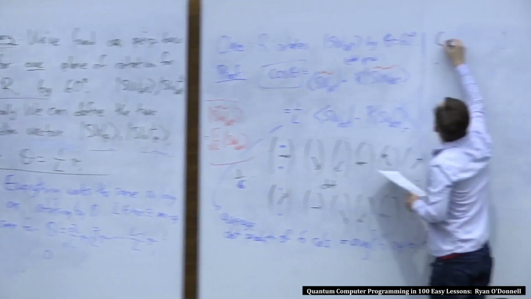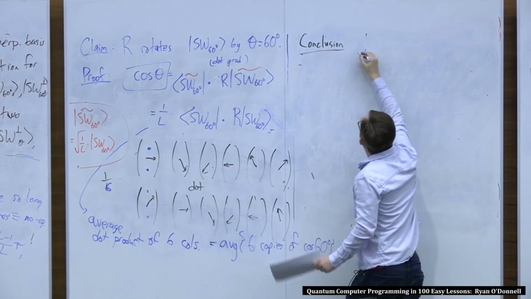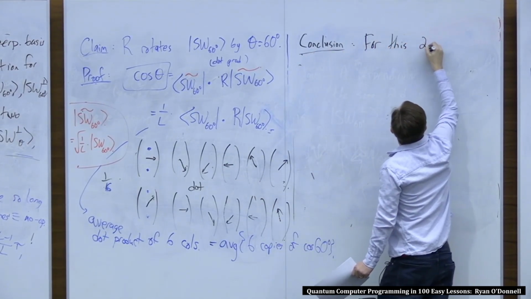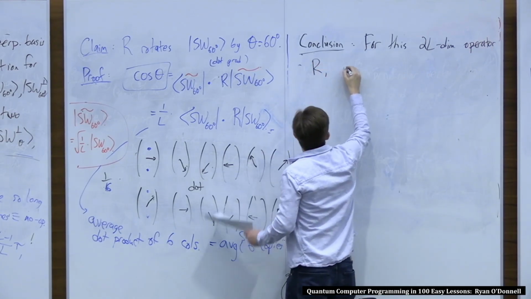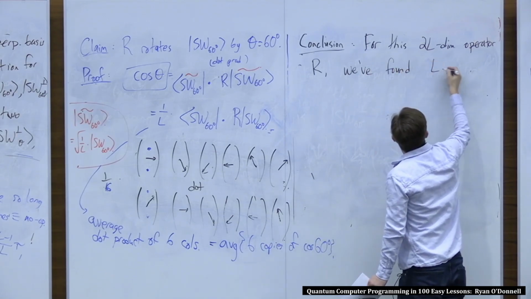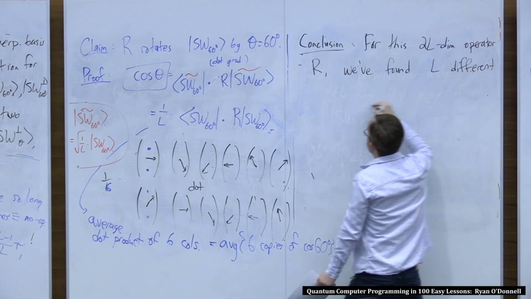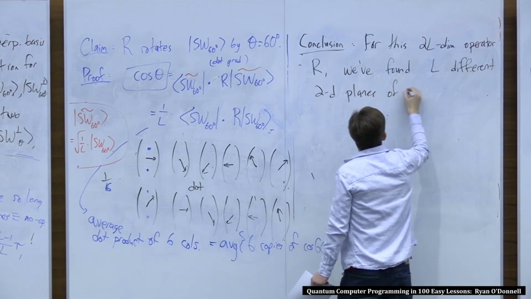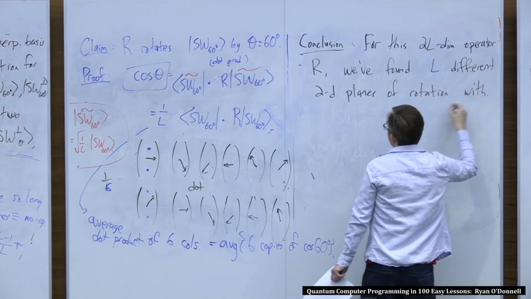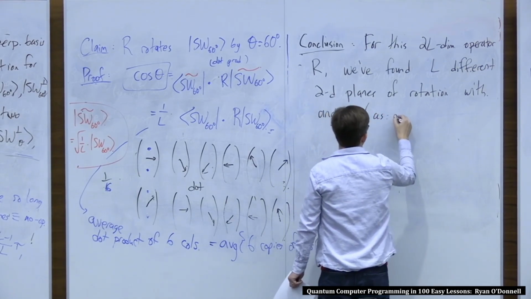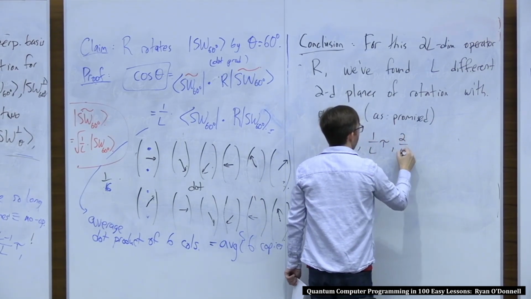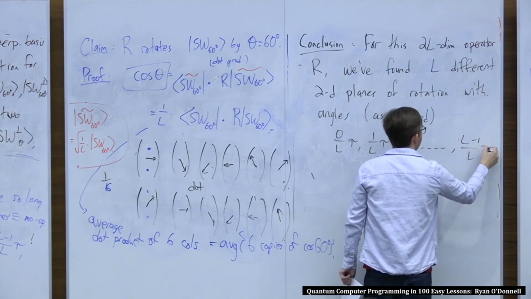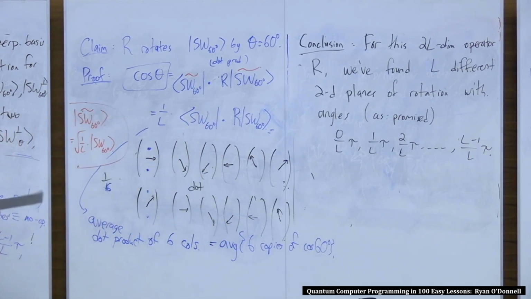So the conclusion for this 2L dimensional operator, or unitary, I should say, R, we found L different 2D planes of rotation with angles, and I'll say in parentheses, as promised, 0 fraction of the circle, 1 over L fraction of the circle, 2 over L fraction of the circle, etc., L minus 1 over L fraction of the circle. Okay.